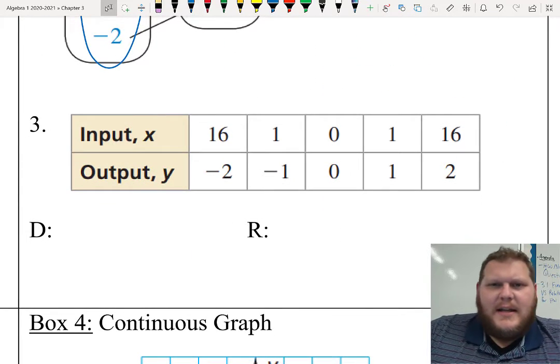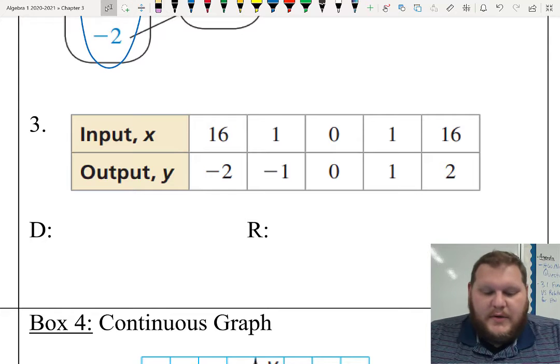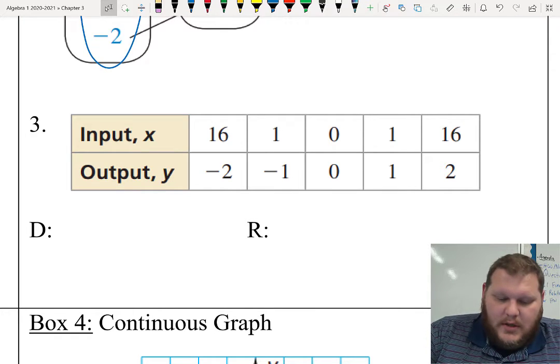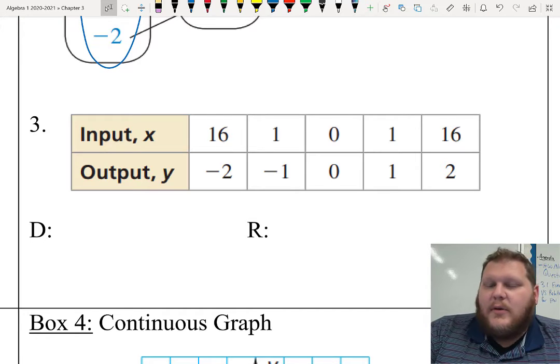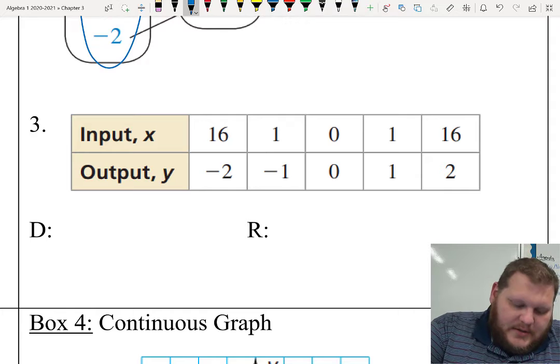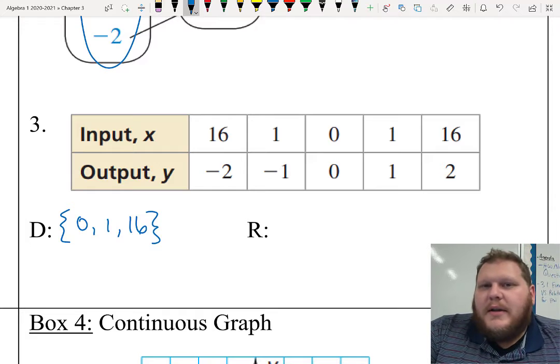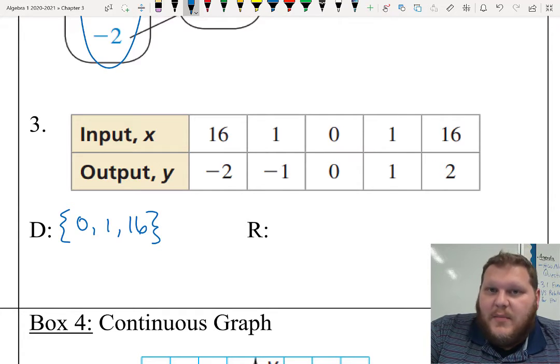Okay, so then that same thing happens here when we're talking about our domain for number 3. If our inputs are 16, 1, 0, 1, and 16, I really only have 3 x values that I see in my table. So I'm going to go ahead and just list these: 0, 1, and 16. Usually we put it in ascending order, so from smallest to biggest.